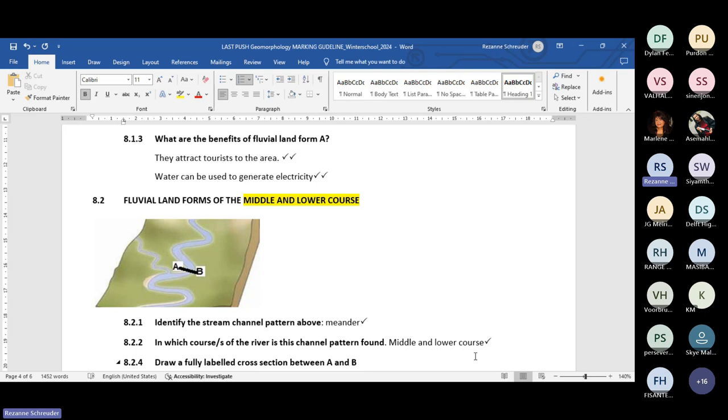Draw your cross section as though I am not a geography teacher. I am super stupid, and you only have that visual, that sketch, to tell me what's happening between A and B.